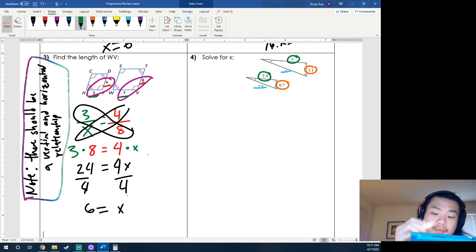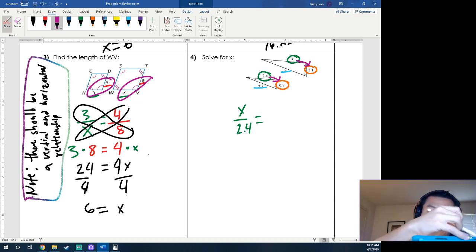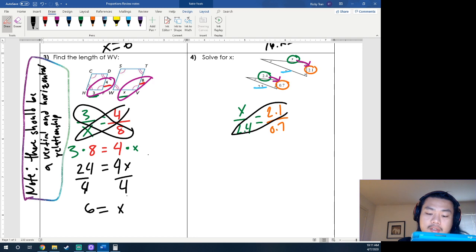So let's set up. We have x over 2.4 is equal to, again, x matches with 2.1 and 2.4 matches with 0.7. So 2.1 should be on top, 0.7 should be at the bottom. Again, from here we cross multiply.